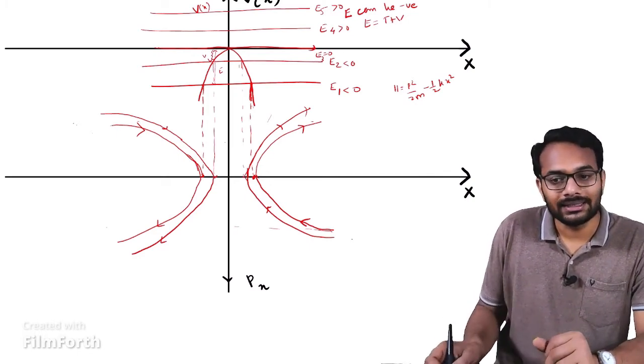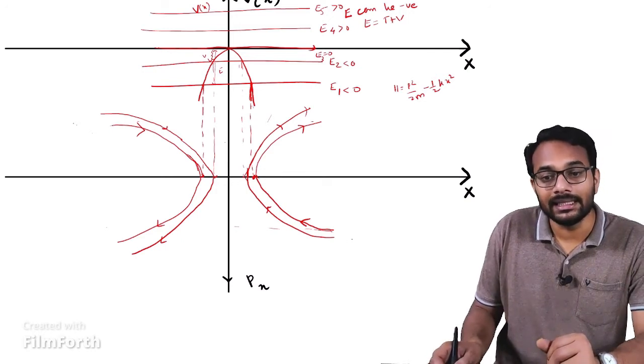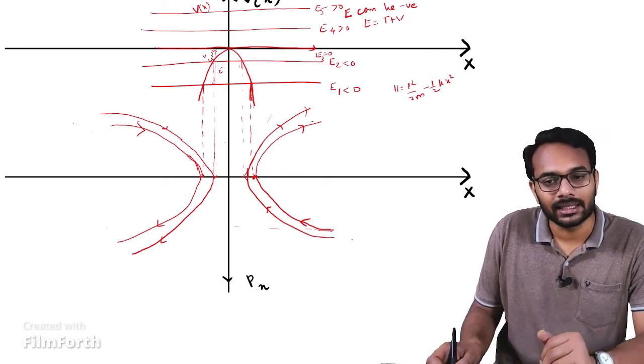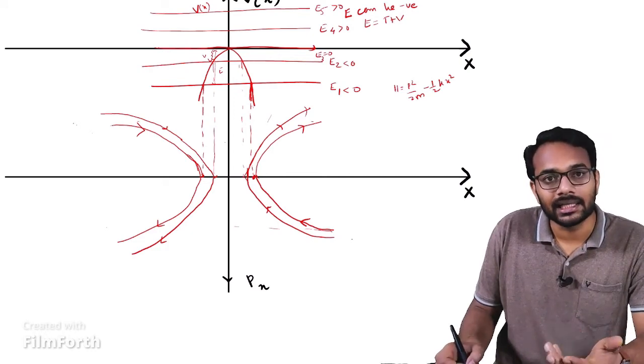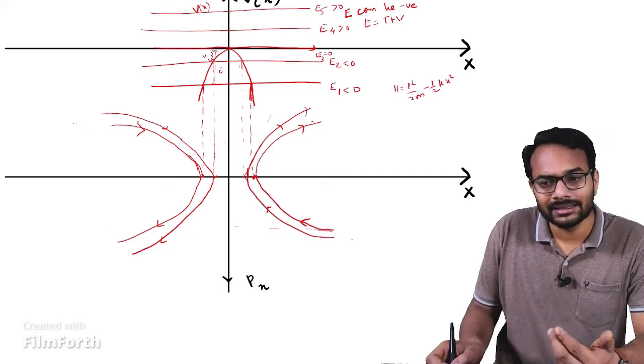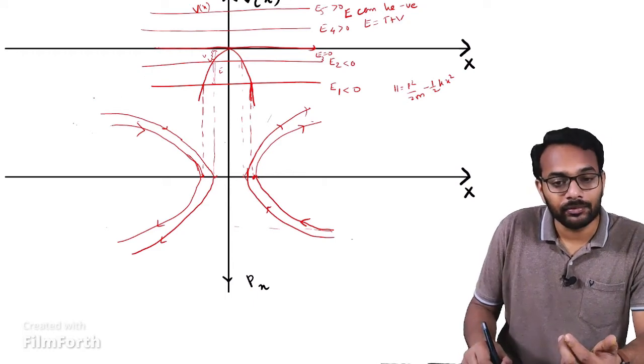Now let's take the case for E greater than 0. In this case, the particle is actually free. So it will come from infinity.